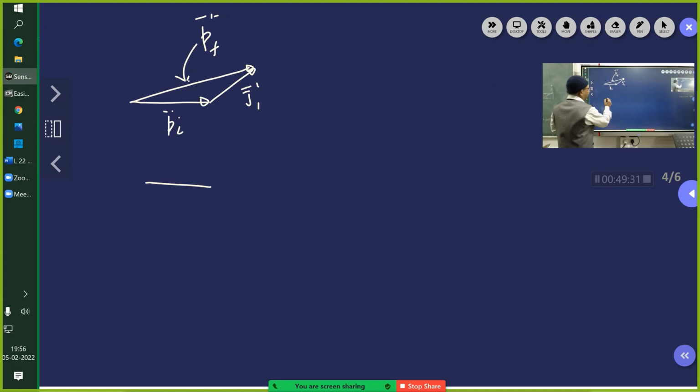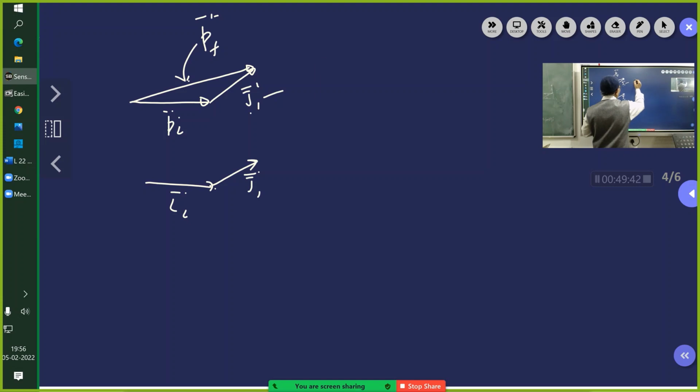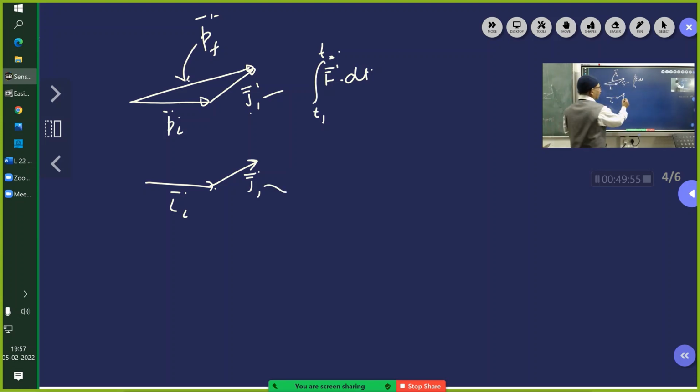Now instead of this, we have here L_I bar. And this J bar will be the same. Only thing is, here this J bar was the integral of F bar dt from T1 to T2. Here it is only tau bar dt, from T1 to T2.